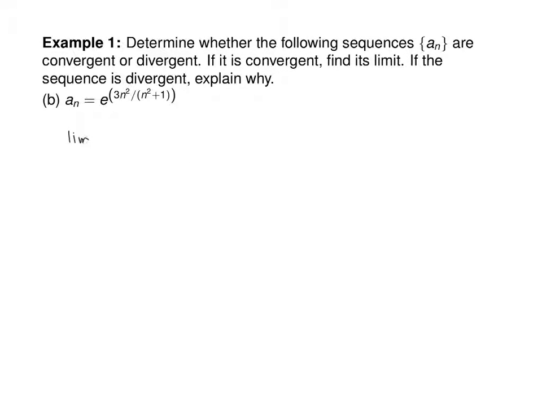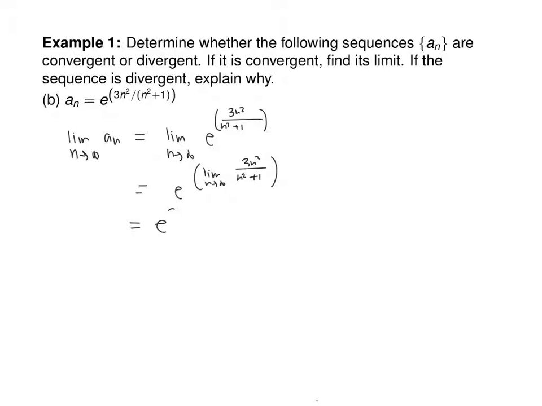Here, let's find the limit as n goes to infinity of this list. E to the, that is 3n squared over n squared plus 1. So that's the same thing as e to the limit as n goes to infinity, 3n squared over n squared plus 1. And so the stuff inside the exponent goes to 3. So this goes to e to the third. So the sequence a sub n converges to e to the third.